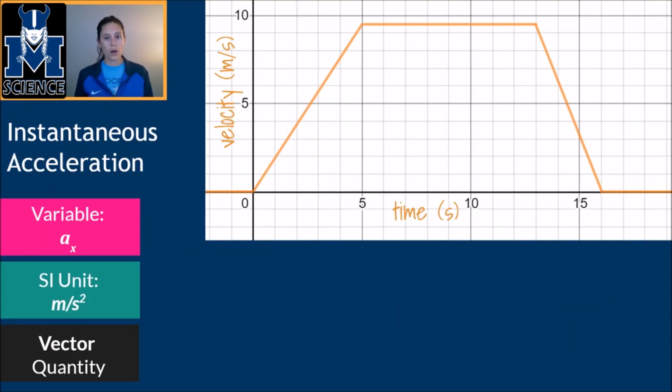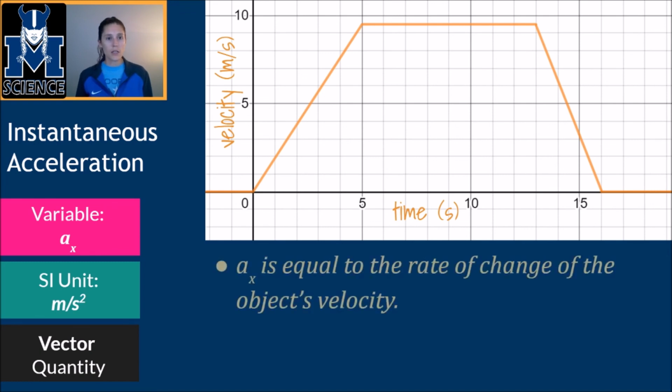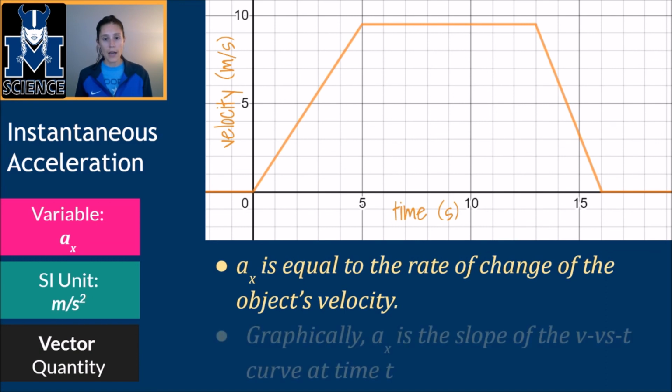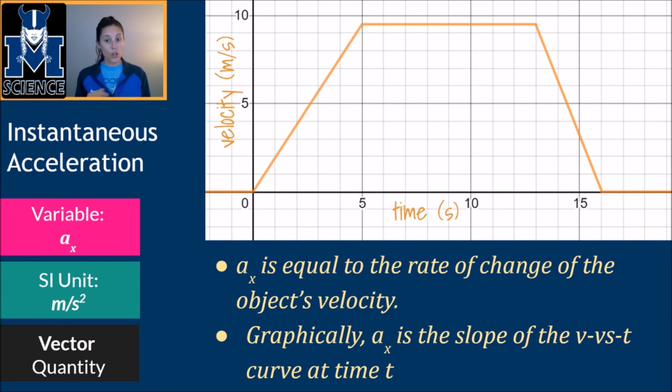So looking at our velocity versus time graph, let's now talk about instantaneous acceleration. Instantaneous acceleration is equal to the rate of change of the object's velocity at a particular time point t. So graphically, it's the slope. Acceleration is the slope of the velocity versus time graph. We have a relationship between all three of these graphs. Position relates to velocity by the slope, and velocity relates to acceleration by its slope.